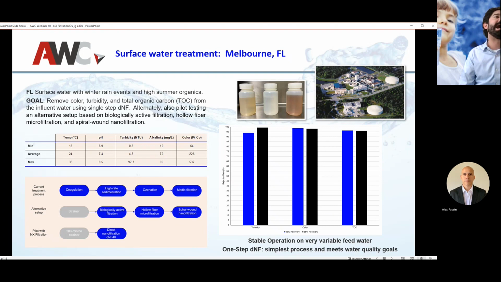So what we proved with the pilot, and again, there's a lot more to come out of that paper, is stable operation on this extremely variable feed water in Florida. And we also did it in one step, whereas the conventional approach would have multiple steps, or the alternate membrane would be a UF followed by NF. And that's generally speaking where our value proposition is. Our value proposition is reducing process steps. And what you'll see in this paper in the conclusion is that it's very favorable economically for us, generally on the CapEx side, but really on the total cost of ownership side.